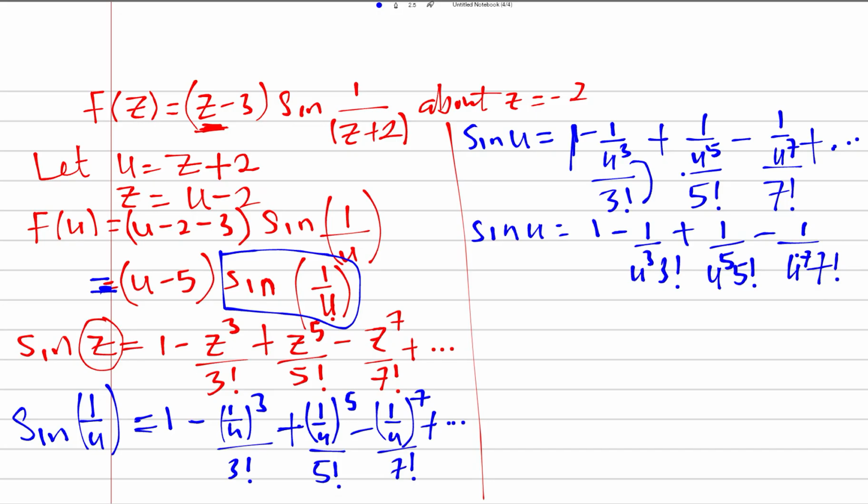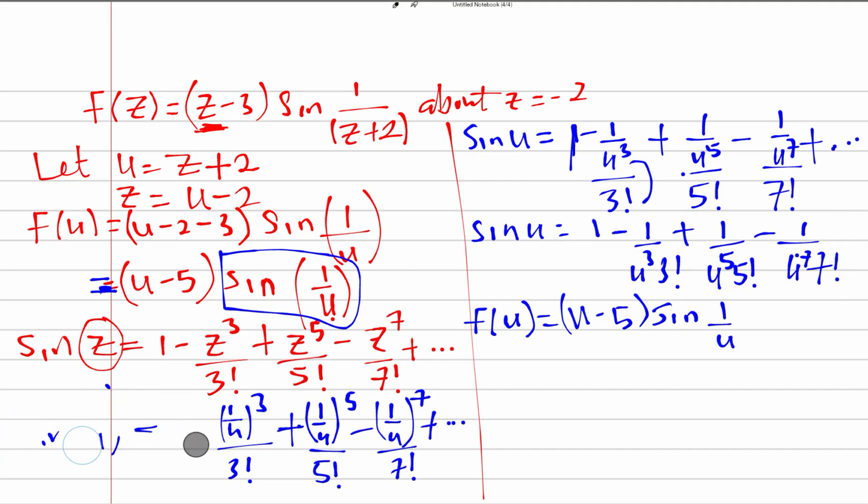So this is what I am now going to copy and paste on this side. Our f of u, which was u minus 5 times sine 1 over u. So that sine 1 over u is everything I already have here. That will now become, let me clean this part since we've written that part, so that we can have a bigger space to work.